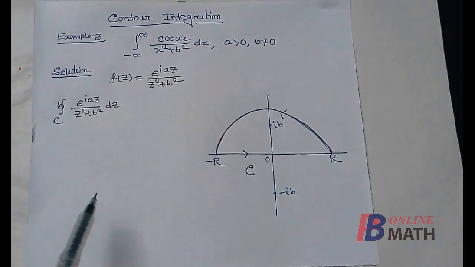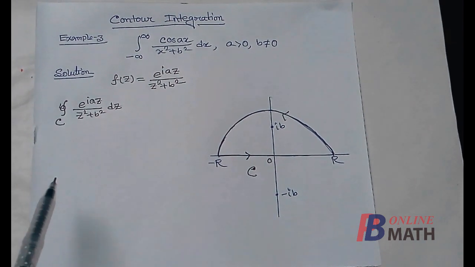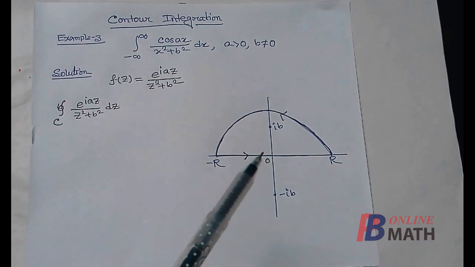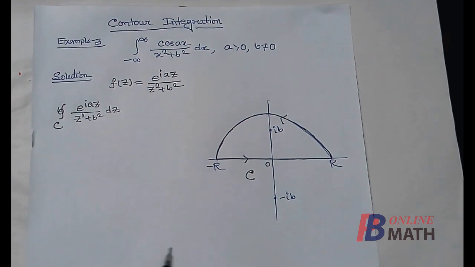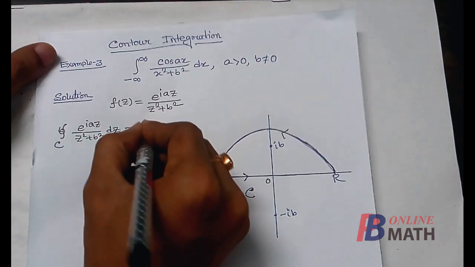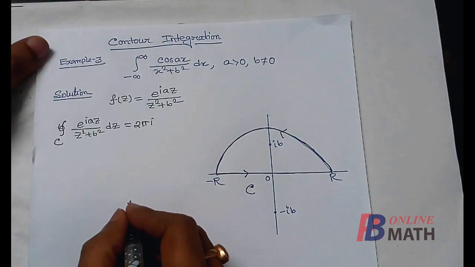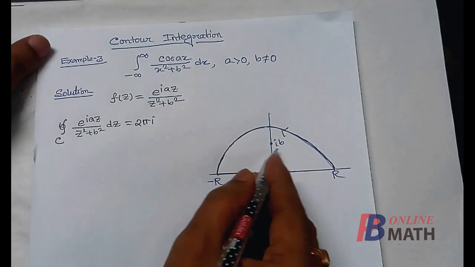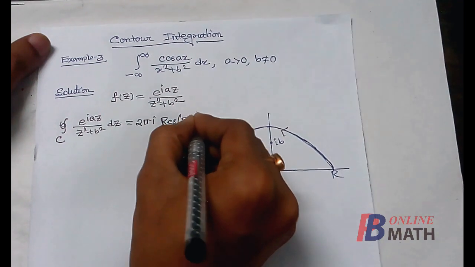So we shall evaluate this integral around the closed contour C, and this contour contains one singularity, that is a simple pole at the point ib. So by Cauchy's residue theorem, the value of this integral should be equal to 2 pi i multiplied by the sum of the residues of the singularities lying within the contour. Now within the contour there is only one singularity at ib. So here we write residue at z equal to plus ib.